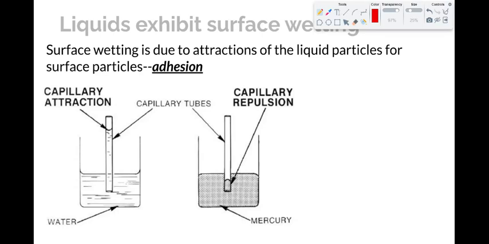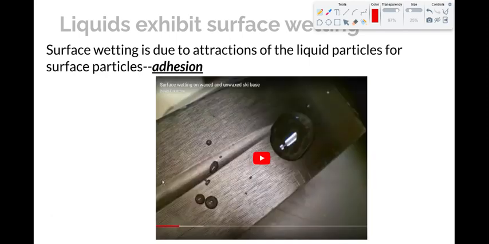Another place we see surface wetting is in capillary attraction. Liquids will actually climb up or down inside of skinny tubes called capillary tubes because of the fact that they're attracted to the particles that the tube is made of. Here's another little surface wetting video that I made on a waxed and an unwaxed part of a ski base.